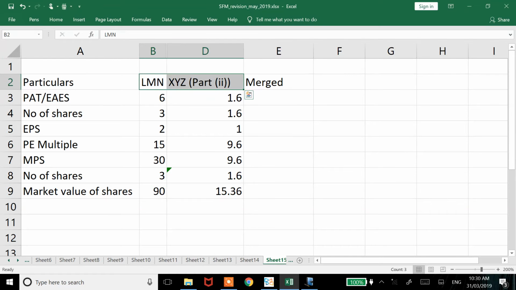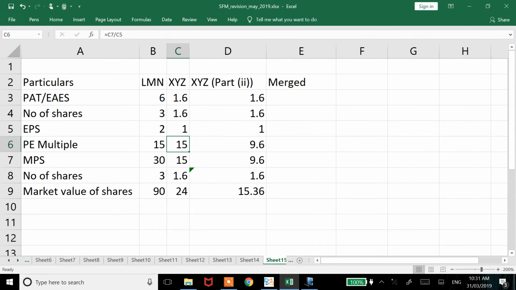Whatever you would have originally calculated for XYZ would be of no use for the time being, because the data has undergone a change. Whatever you would have calculated in between, you would have got this 15 and all. I cannot use this data now, because they have ended up changing the P multiple.